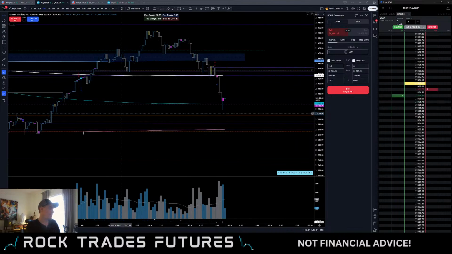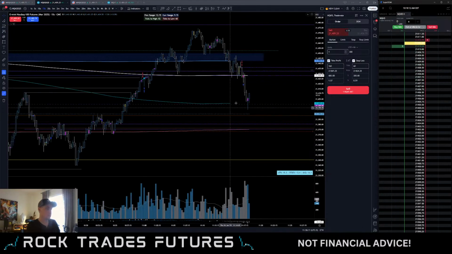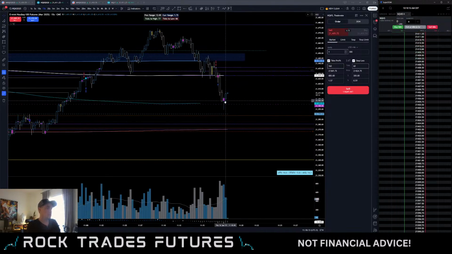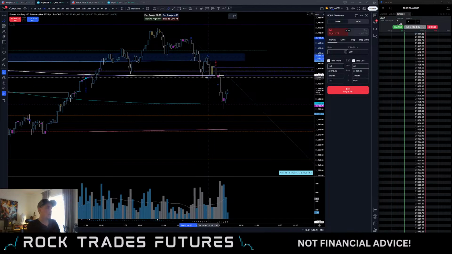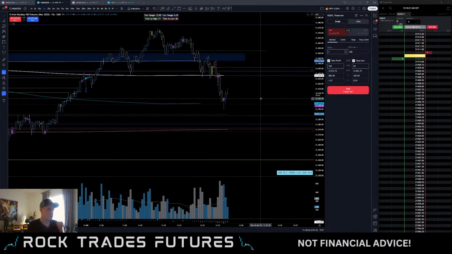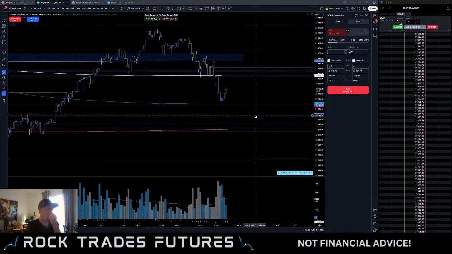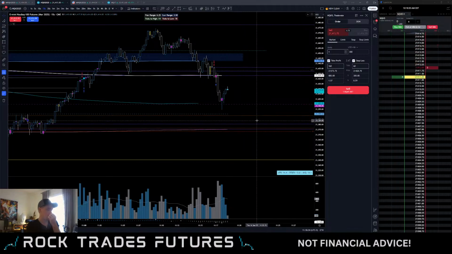All right, now we're pulling back to the 20 in the other direction and we're getting a clean long signal. So that is not a bad long trade. I don't actually know how I want to trade the rest of this day here. Somehow I'm up about 1100.